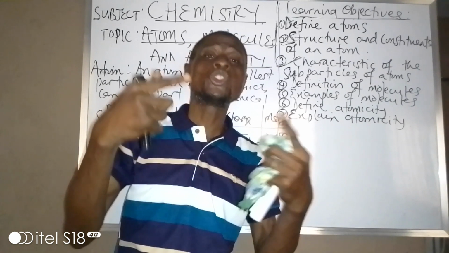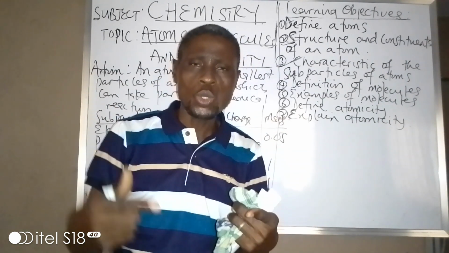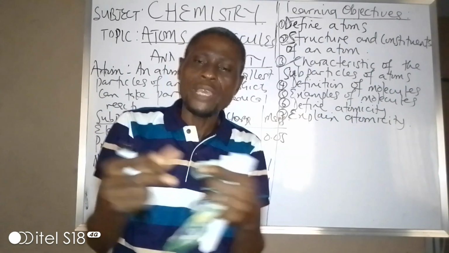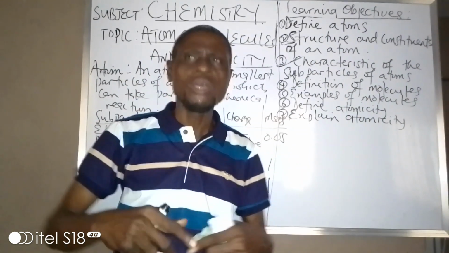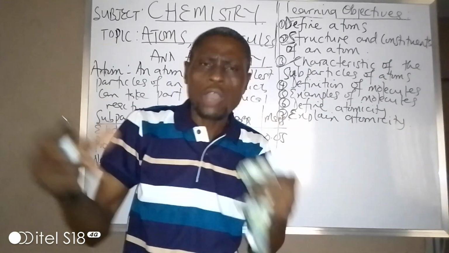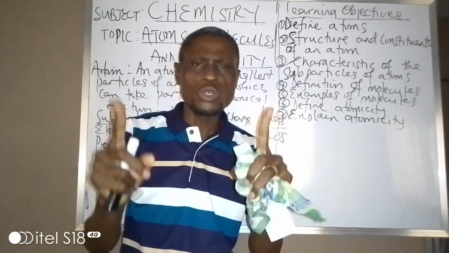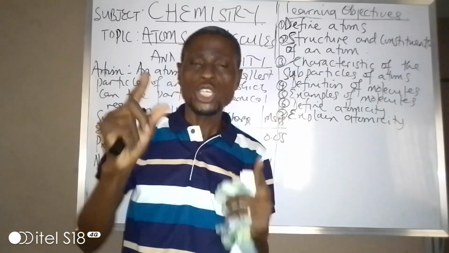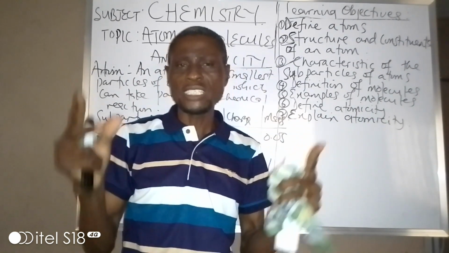That's why I normally say H2. Hydrogen gas is H2. Oxygen gas is O2. Chlorine gas is Cl2. Atoms of the same element come together to form a molecule. And at times, atoms of different elements can come together to form a molecule. Example, if you look at H2O, water. Hydrogen is there, oxygen is there.